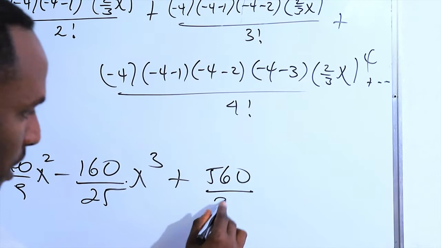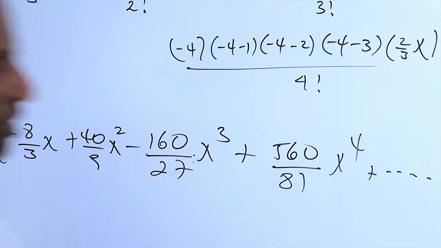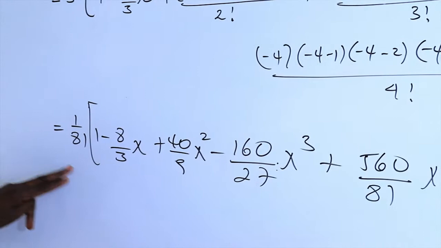Sorry, from this but not 5, rather 27. The whole system must be multiplied by 1 over 81. So we must multiply all this by this expression.